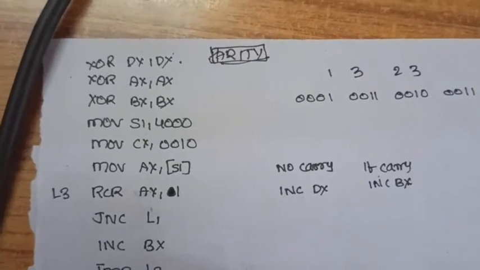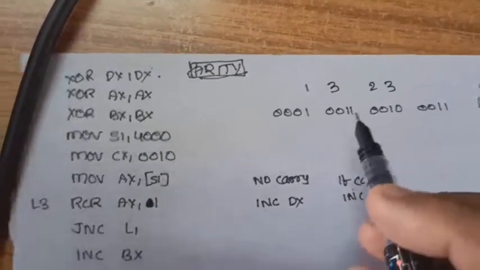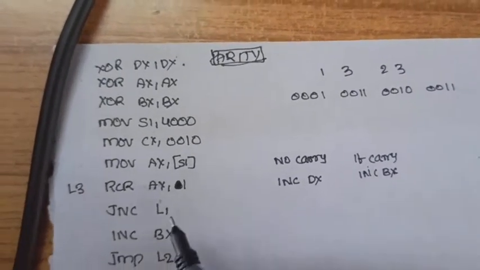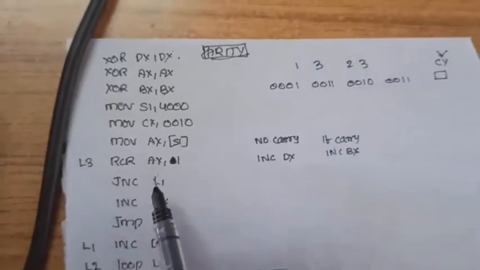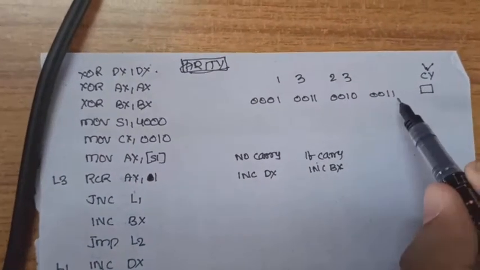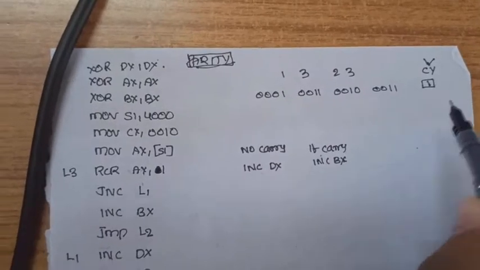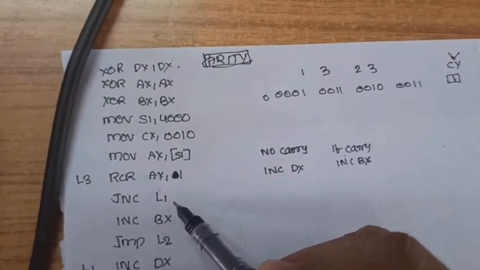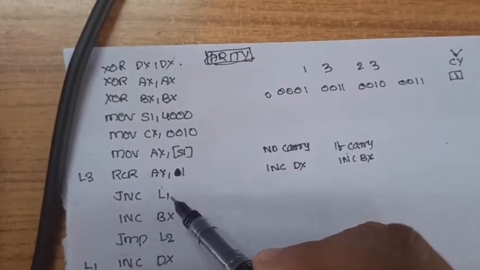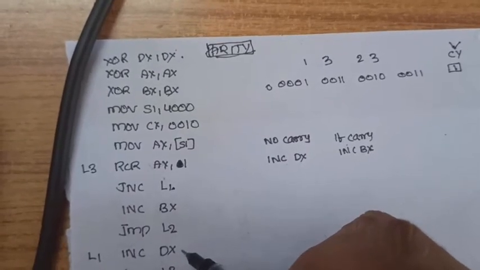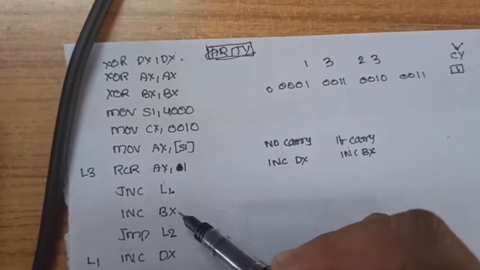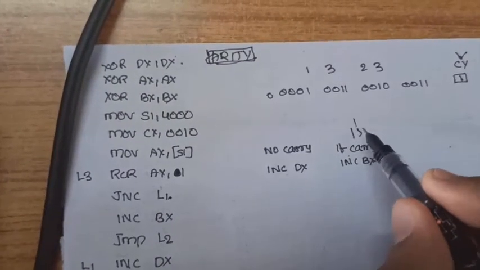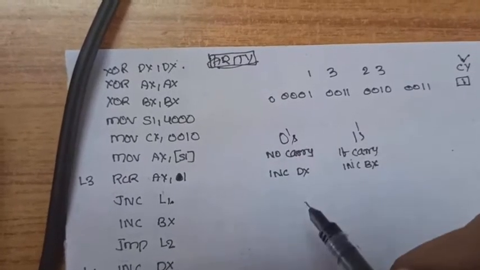Now this RCR rotate and shift instruction works on bitwise data. It rotates the entire 16 bits by one position. Let us check the first iteration. Now RCR AX, 1. The data has rotated here, and the previous carry is moved here. Now I will check for carry, JNC L1. If no carry is there, I am incrementing DX. If carry is there, I am incrementing BX. So here BX gives us the number of ones and DX gives us the number of zeros.